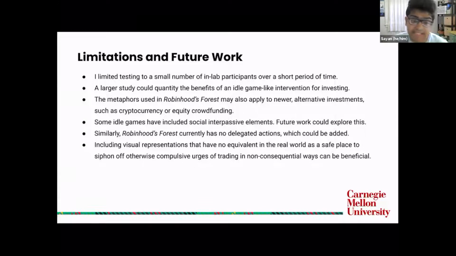So yeah, Robinhood's Forest provides initial support for the usefulness of idle game-like interfaces for improving investing behaviors. But the current system and its analysis have several limitations. Number one, I was only able to test the interface with a small number of in-lab participants over a short period of time, as is common practice in game testing. But future work could explore long-term effects on participants' own portfolios over a larger population.